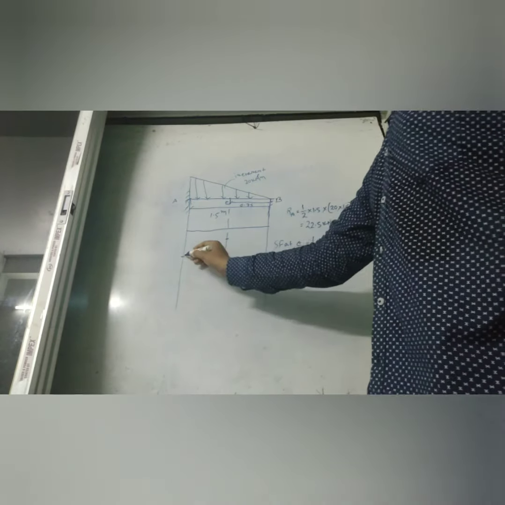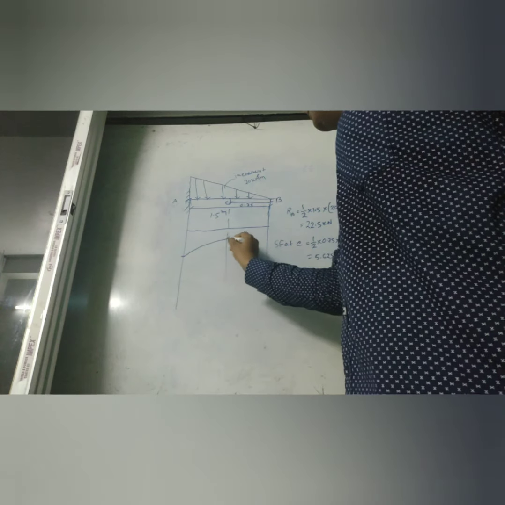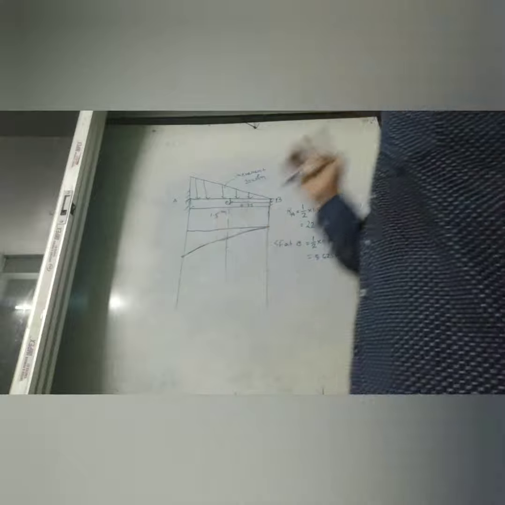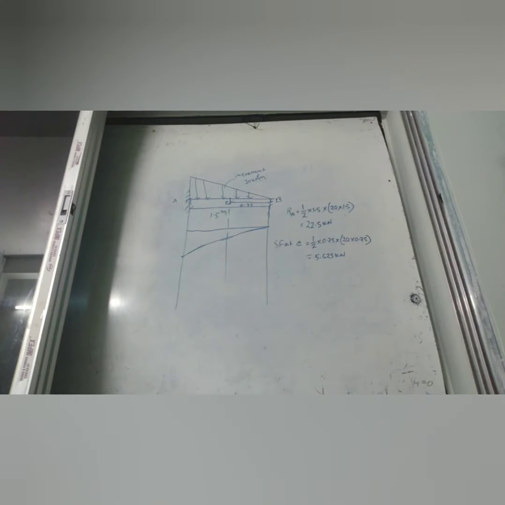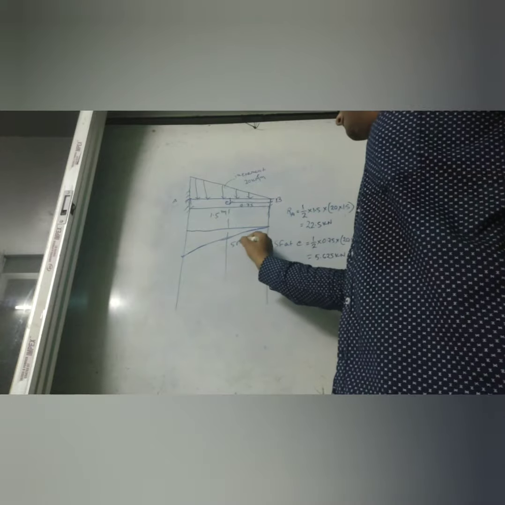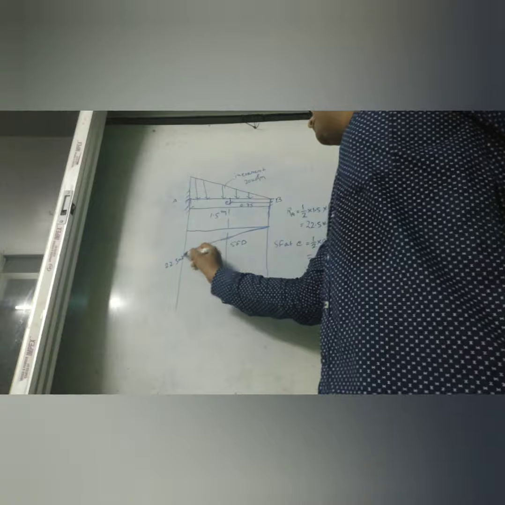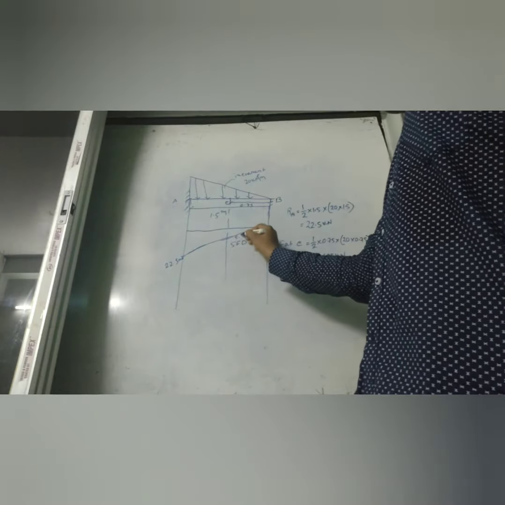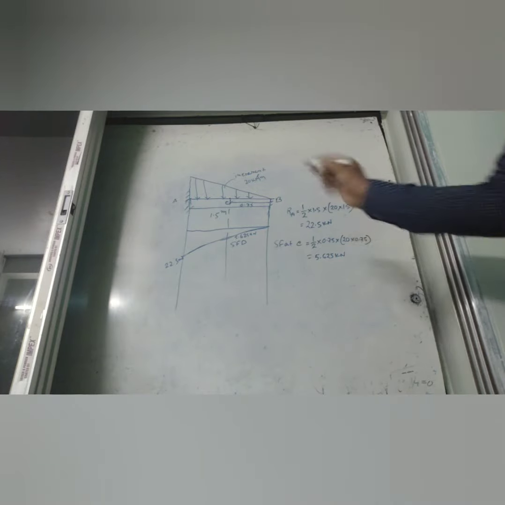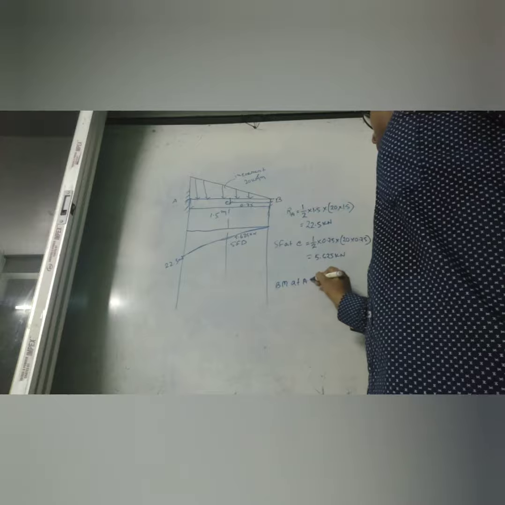In the last solution I told you that in a UVL load the shear force diagram is also of curved nature. Okay, the shear force diagram is also curved, not a straight line. So this is the shear force diagram, SFD. This is 22.5 kilonewton and 5.625 kilonewton. Now we go for the bending moment. There are two bending moments. I will calculate BM at A.